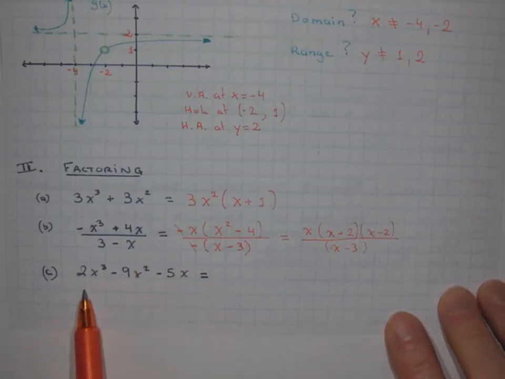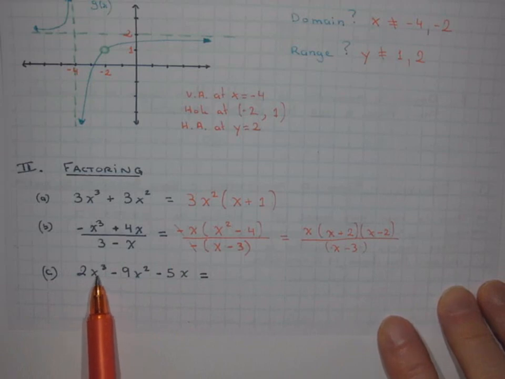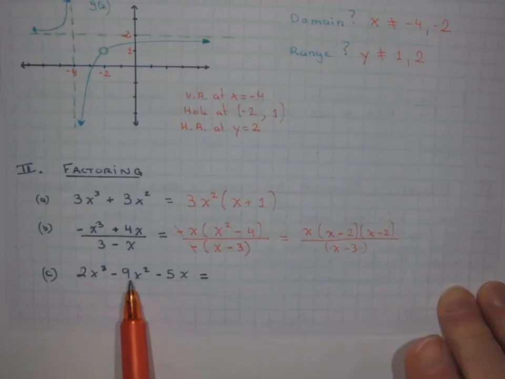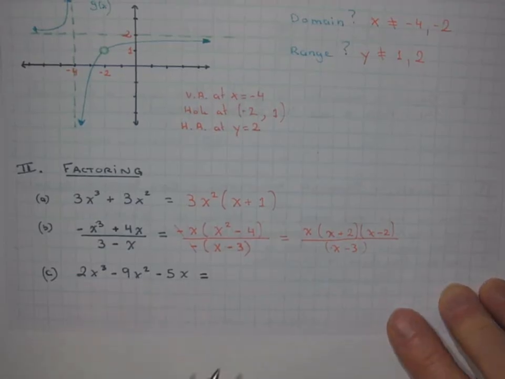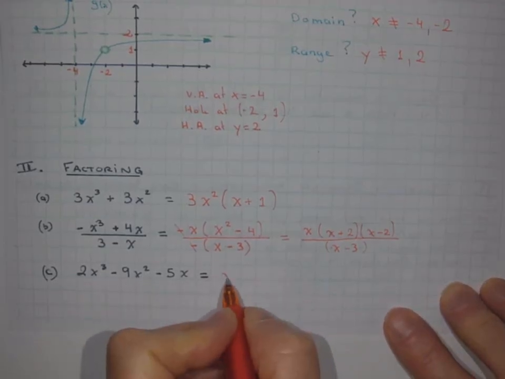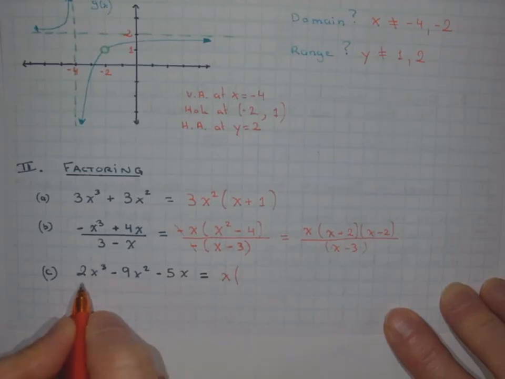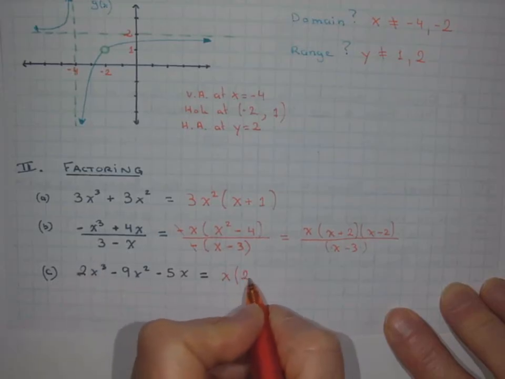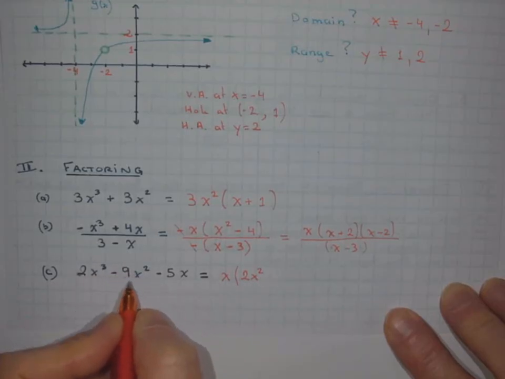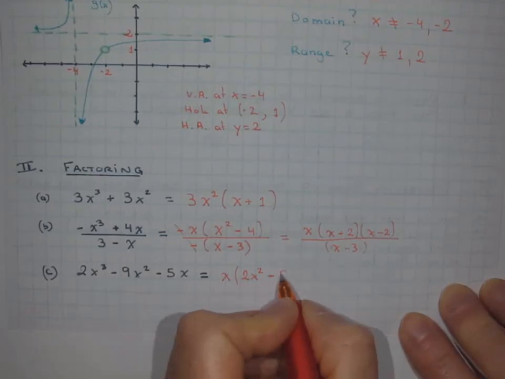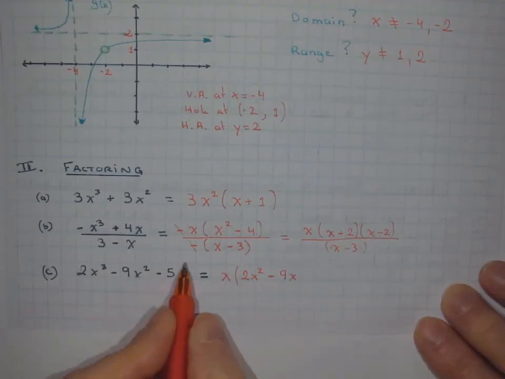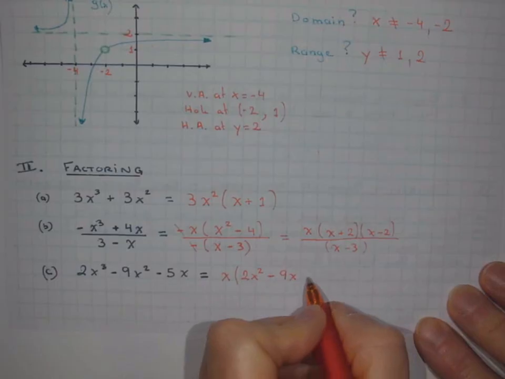Here we're looking and noticing that we have at least a factor of x everywhere, right? X cubed has at least 1x, 1 and 1, right? So we're going to factor out that 1x everywhere. So this here will become 2x squared. Negative 9x squared divided by x is negative 9x, and negative 5x divided by x is negative 5.